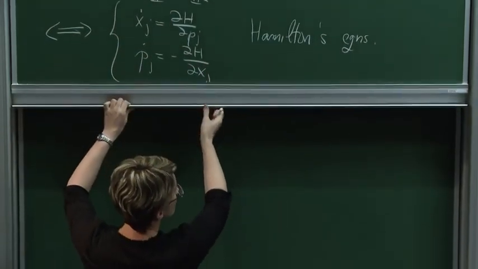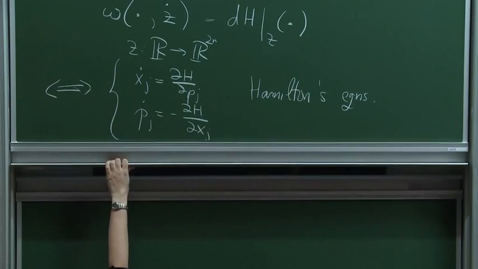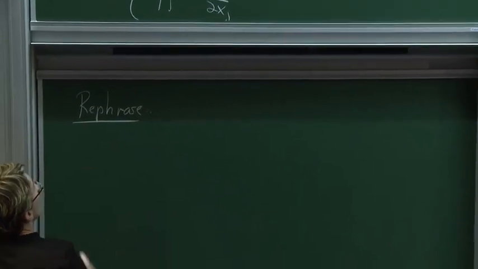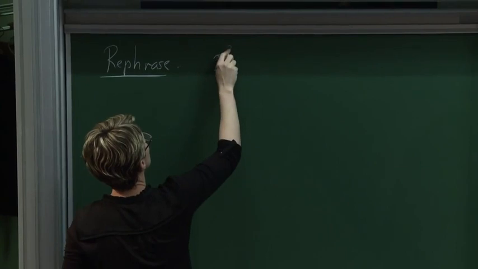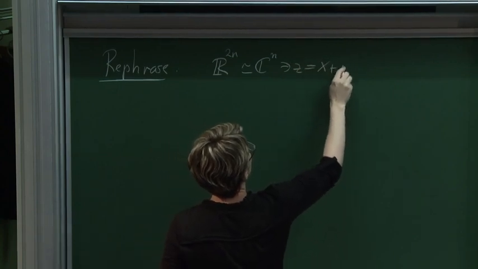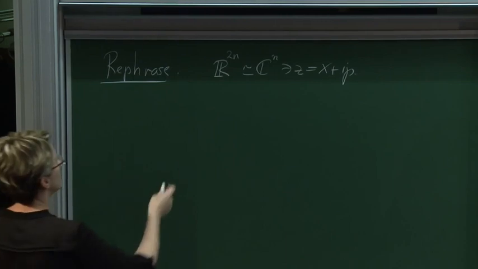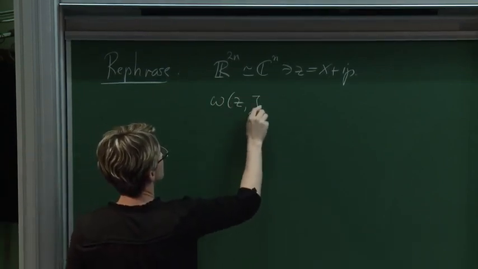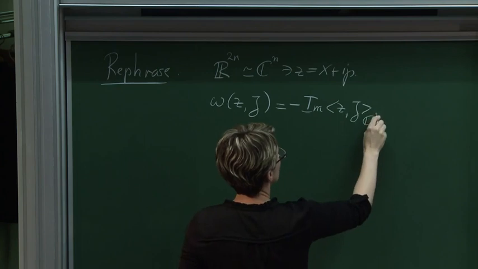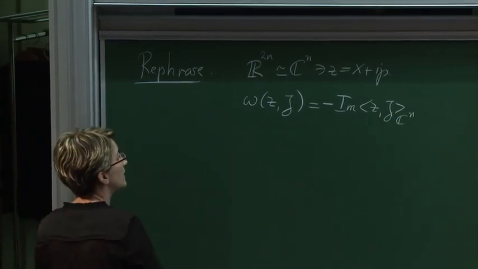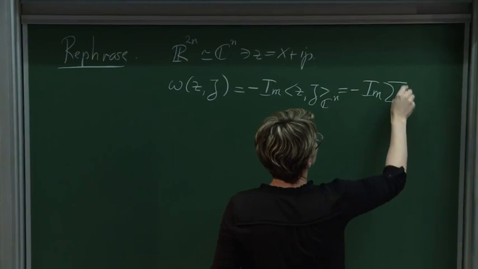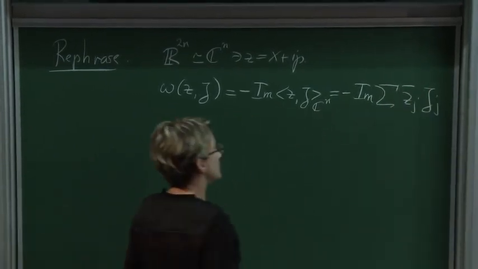All right. Now, one can rephrase this canonical example as follows. We can regard R to the power 2n as Cn, and we write the point z in here as x plus ip. And we rewrite the canonical form as follows. Omega of z and zeta is minus the imaginary part of the inner product between z and zeta, inner product in Cn. Okay? And our inner products are C linear in the second entry as per Dirac's convention. Okay, so let me write this down. This is minus the imaginary part of the sum of zj bar zeta j.